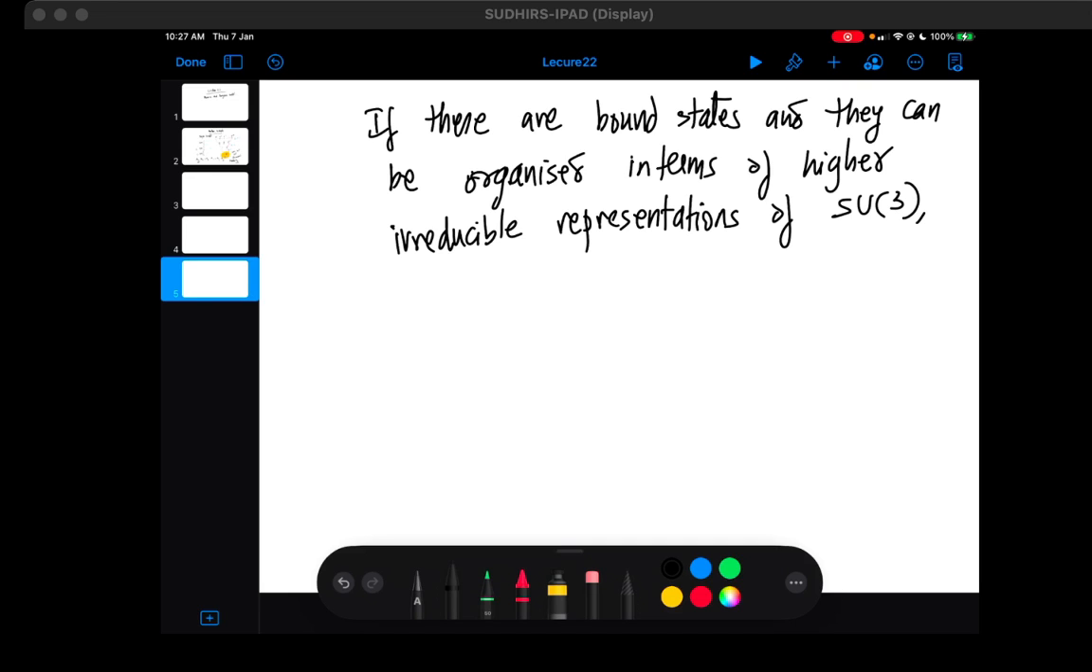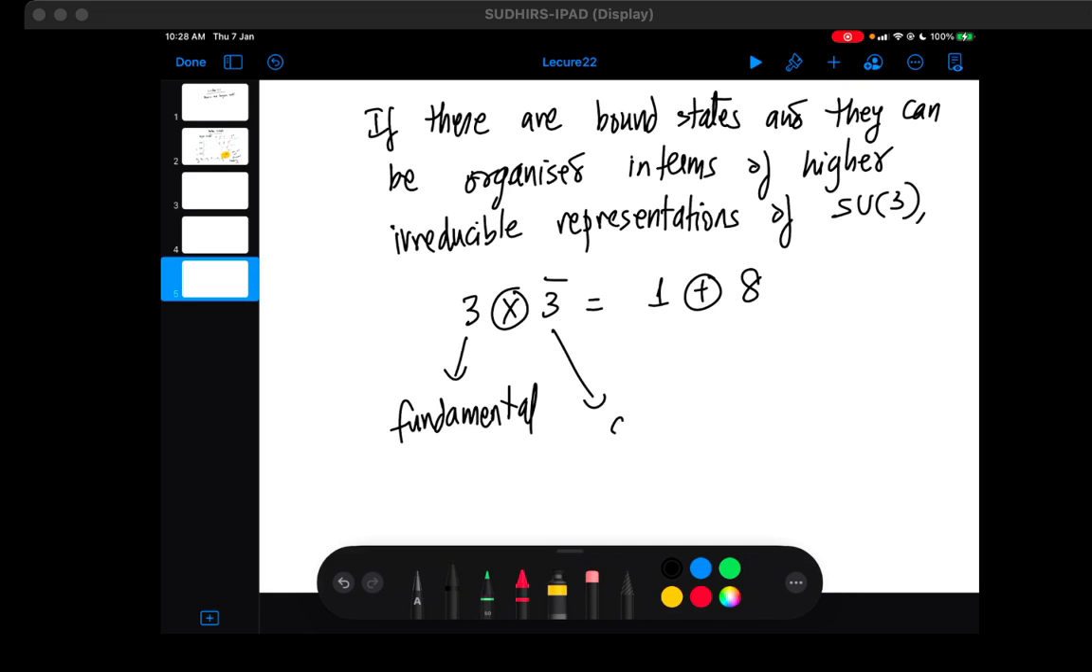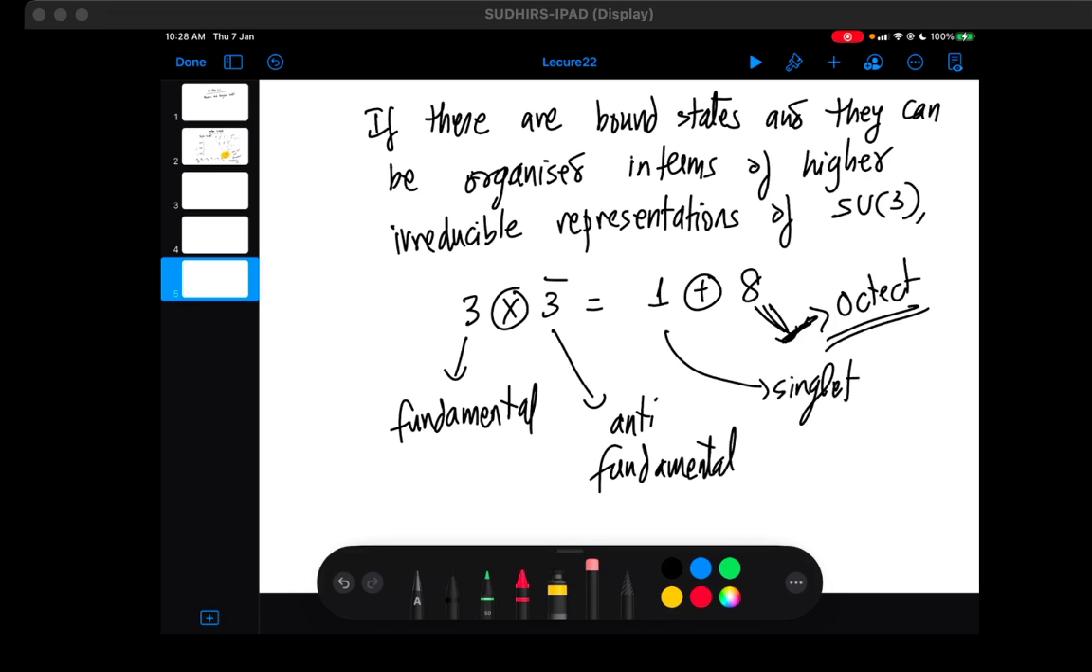So that means it's similar to half times half in SU2, which is equal to 1 plus 0, which essentially means two spin half particles can either be in a triplet state or in a singlet state. Similarly, a fundamental and anti-fundamental in SU3, the product of these two can organize itself into a singlet of SU3 or an octet. So you can organize it into an octet.